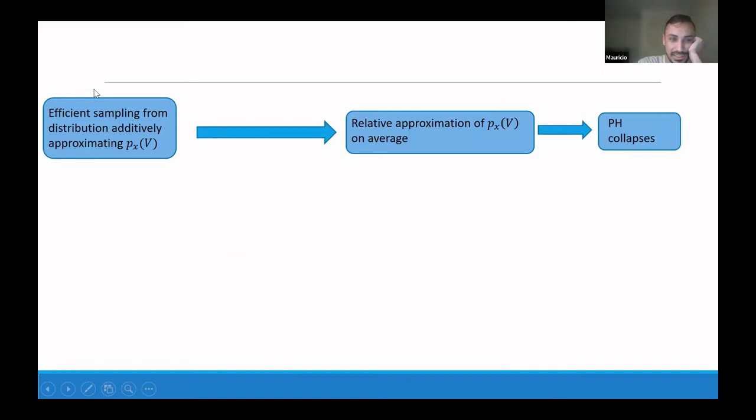The key here is that we want to go from efficiently sampling from a distribution to showing that the polynomial hierarchy collapses. Since no one believes that happens, well, there are some people who believe it, but it's unlikely, then we think that efficient sampling is unlikely as well.